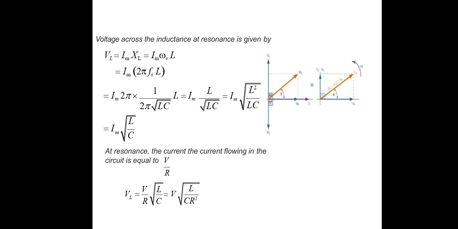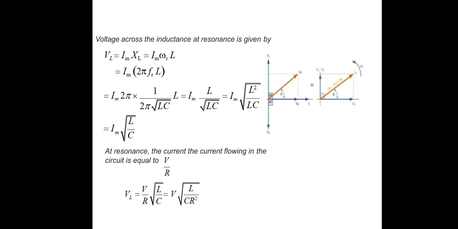At resonance, the current flowing in the circuit is equivalent to V by R. So instead of Imax you may apply V by R. The voltage across the inductance, VL, is equal to V by R into root L by C, and again rewriting, V into root of L by C R square. This is the voltage across the inductor, and in the waveform the inductor voltage is always leading.